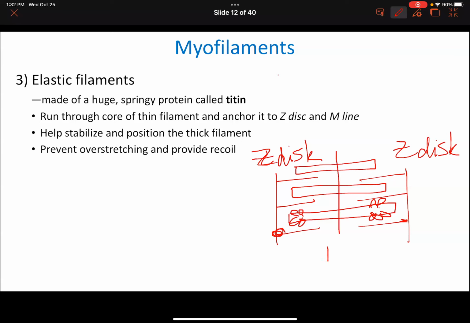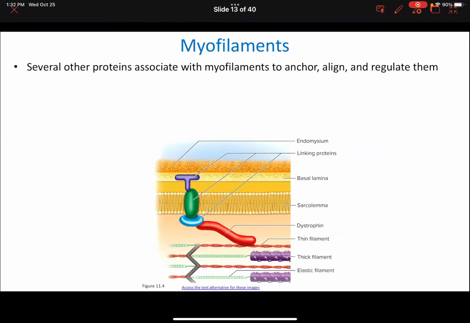There is also an M line in the middle, and this M line you don't really see in the micrographs, but it's there, and titin will also help anchor those actin filaments to the middle. So you've got actin here at the Z disc being bound by titin and then to the M line in the middle. This is going to help stabilize the actin and in some cases the myosin, and it helps prevent overstretching and helps keep these in correct position.